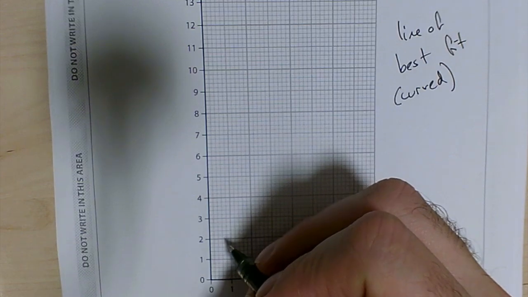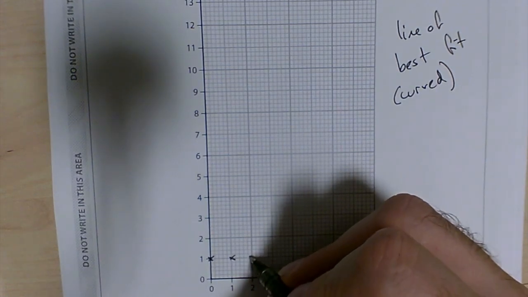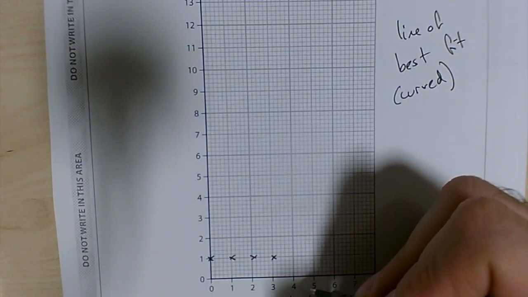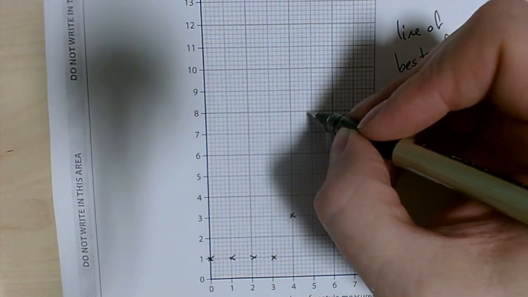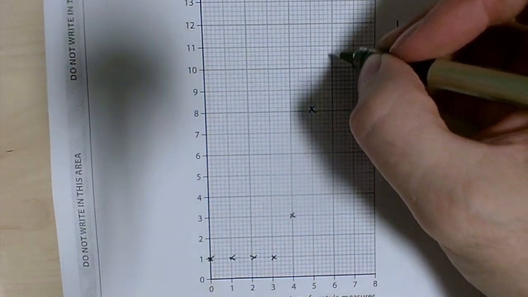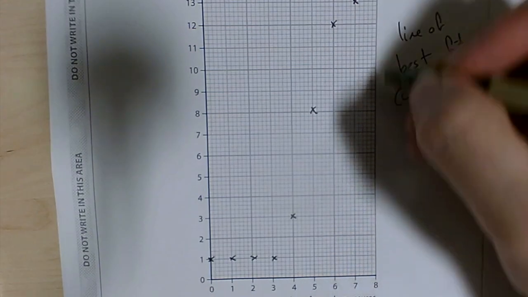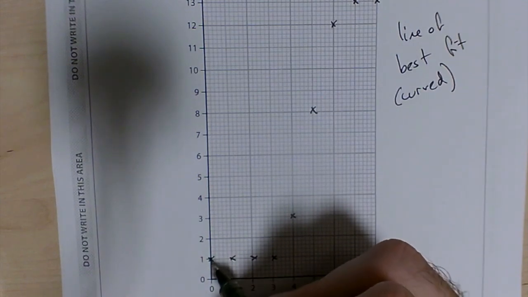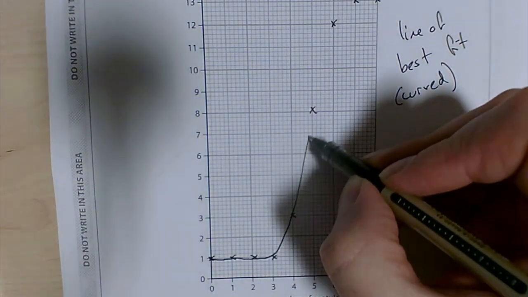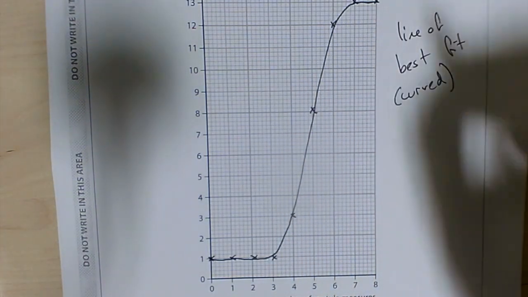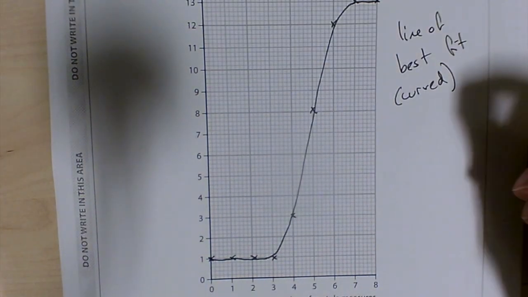So in fact, let's very quickly just do this. And then at 4 spatulas it's 3, and at 5 spatulas we're on 8, 6 spatulas we're on 12, 7 we're on 13, and 8 we're on 13, and then our line of best fit should be, it's a risk doing this in pen, isn't it? Something like that. Okay, notice there's no straight lines with a ruler joining up pieces here.